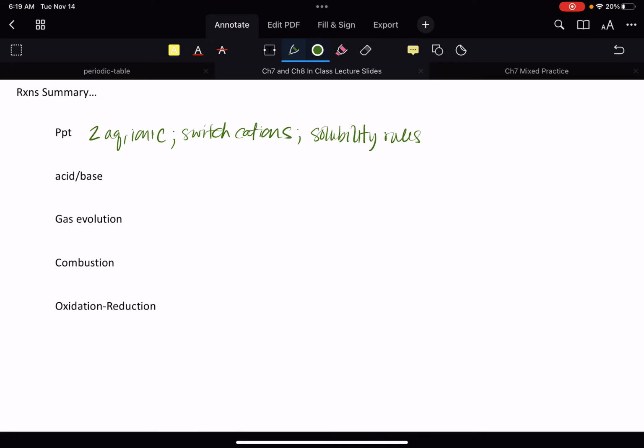If we have an acid or a base, which we'd recognize because we would have an acid plus a base, which is a metal hydroxide, going back to our definitions. And what are we going to do? We're just going to switch the cations. And after we've switched our cations, we ought to have water and a salt, where salt just means, correct, ionic compound. Gas evolution, we have a few options here.